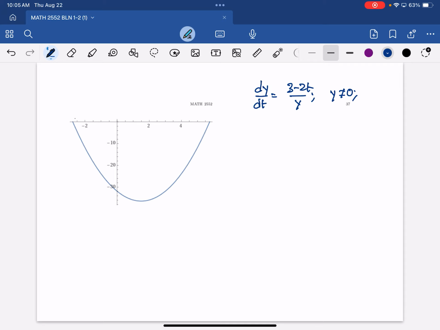My solution turned out to be y squared over 2 equals negative t squared plus 3t plus 16, right? So when y is not equal to 0, that means my solution would be either above the x-axis or below the x-axis. y equals 0 is the x-axis, correct? So my solution would be either above the x-axis or below the x-axis, but not on the x-axis. Do you agree with me on that? Yes? So the question is, where does it lie? Does it lie on the top or does it lie at the bottom?